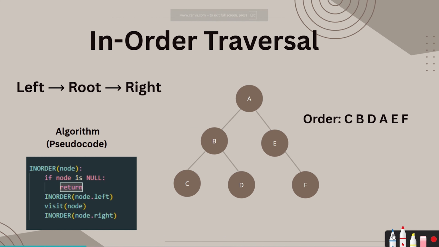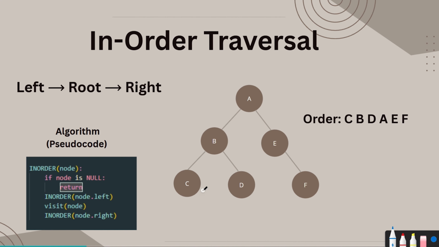Now let's take a look at a simple tree to see how the in-order traversal works. I have given a simple algorithm here as well. As you can see, we first visit the left node, then we visit the root node, and then we visit the right node.